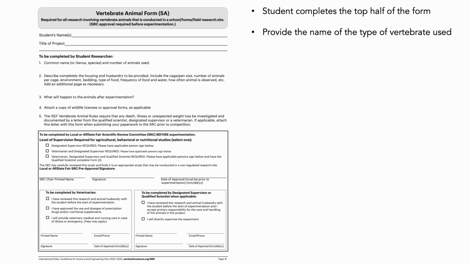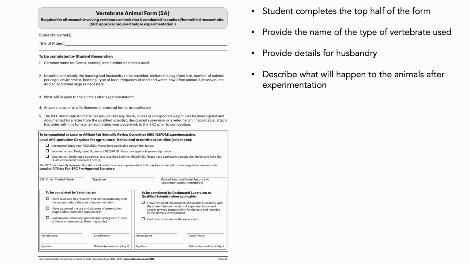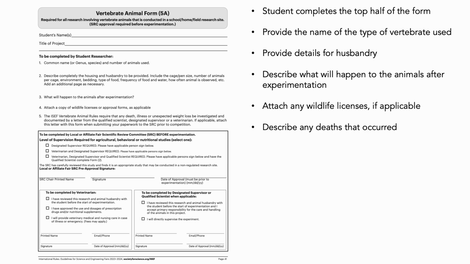They will provide the name and the type of vertebrate animal used. Also provide details for husbandry, or how the animal was cared for during the study. They will also describe what will happen to the animals after experimentation. If applicable, the student should attach any wildlife licenses they needed to complete their research. They should also describe any deaths that occurred during the course of the experiment.